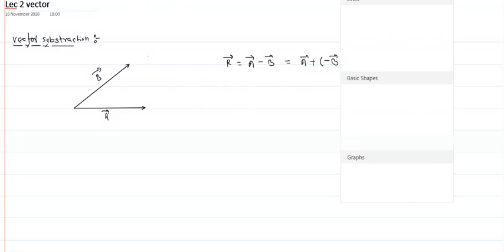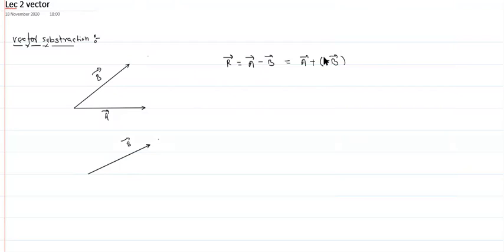Suppose you have a vector B in this direction. If you multiply this vector B with a sign of minus, then what happens? The magnitude will not change, meaning the length of this vector will not change, only the direction becomes opposite to the previous one. So this is the minus B vector. Simply, we can do this.